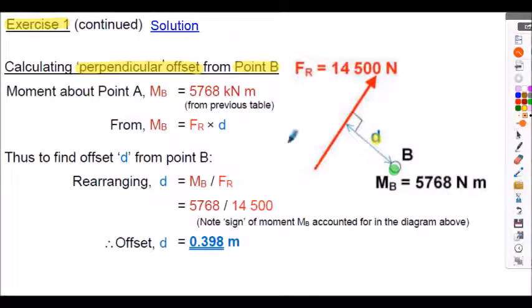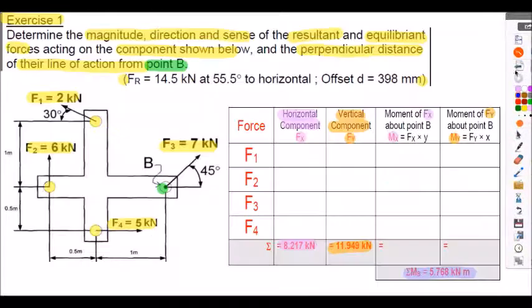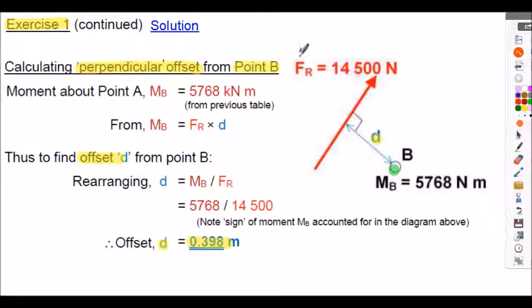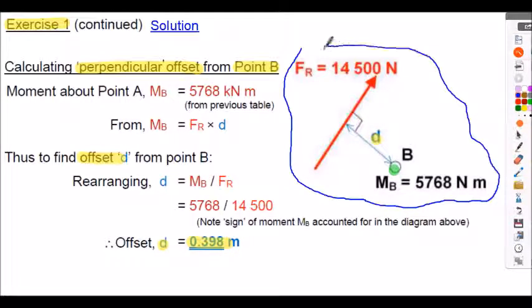So the calculation to evaluate offset D is exactly the same process as required in example 1. So I'll let you work through the calculations. You should find that D is equal to 0.398 meters or 398 millimeters. And once again, place this entire system given to us in the question with this force acting distance D away from point B.